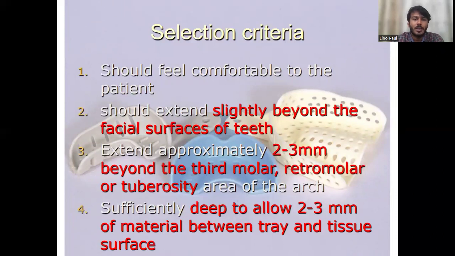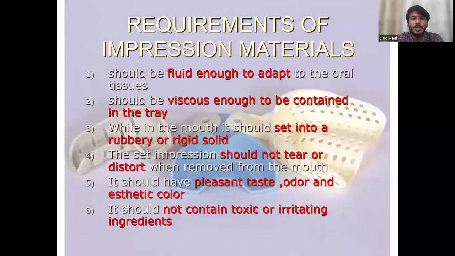So what are the selection criteria for the impression tray? It should be comfortable to the patient. It should extend slightly beyond the facial surfaces of the teeth, extend approximately 2 to 3 mm beyond the third molar, retromolar pad, or tuberosity area of the arch, and be sufficiently deep to allow 2 to 3 millimeters of material between tray and tissue surface.